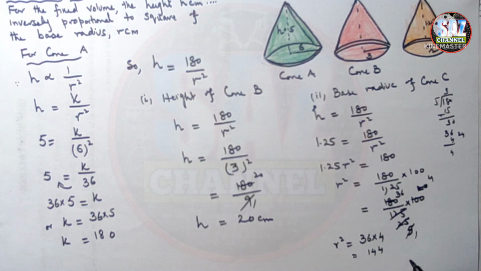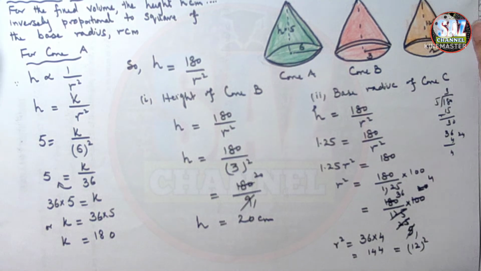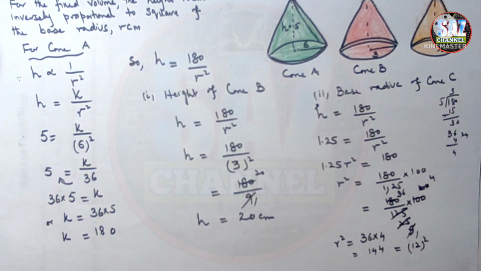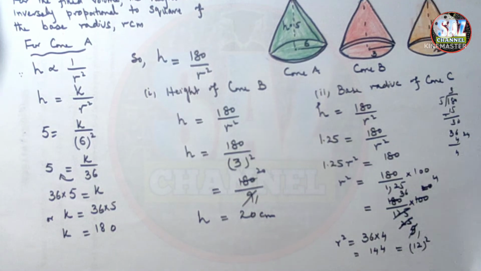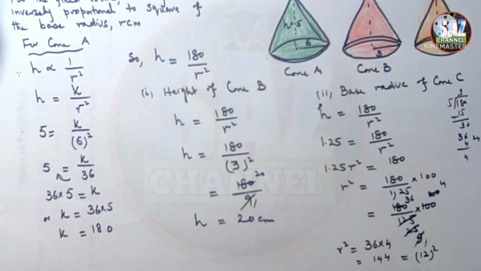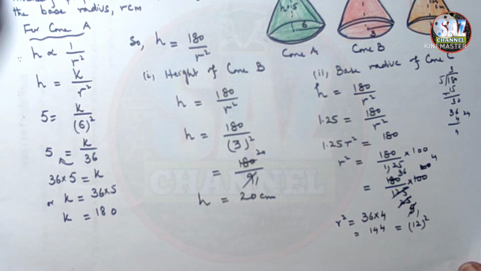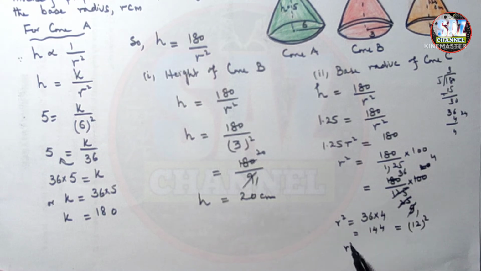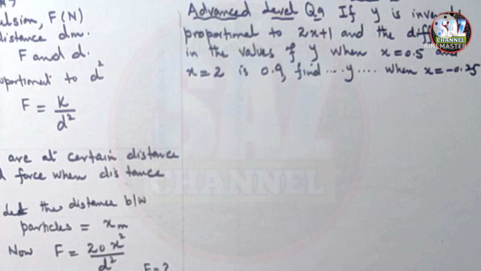Okay, now think about the number whose square is 144: 12 square. Let me move the page a little up. Please, you can see that during all lessons I'm focusing on how to perform your calculations without a calculator, because most of the questions will be coming in paper 1. Now I have to remove this square, so 12 square multiplied by 1 by 2, this goes. So the radius of cone C is 12 centimeters. Moving to the next question.